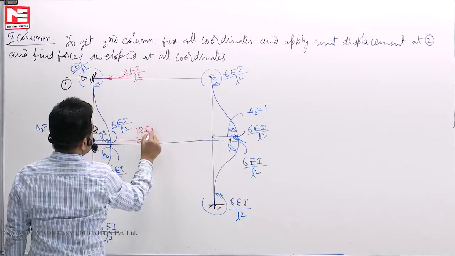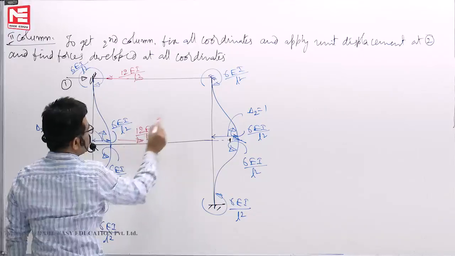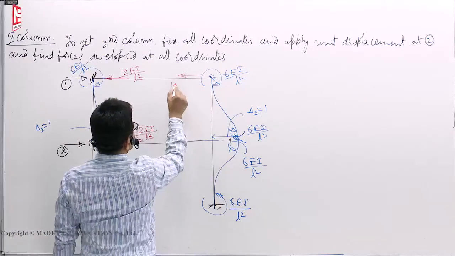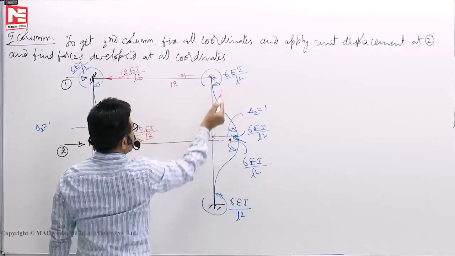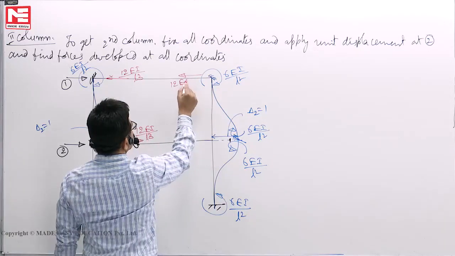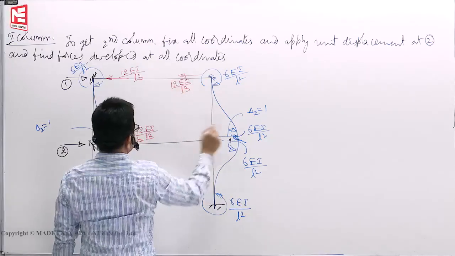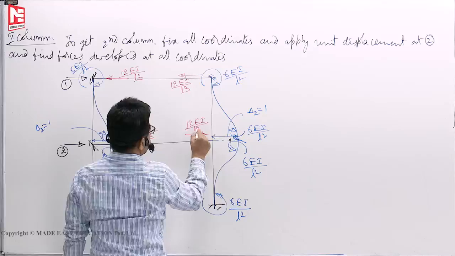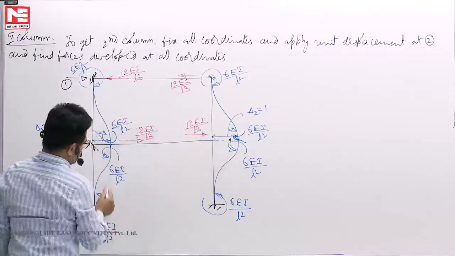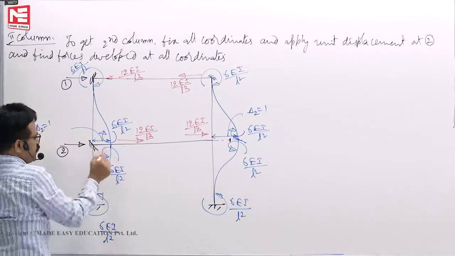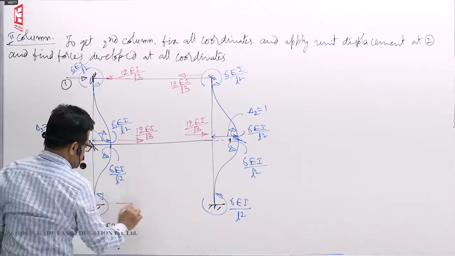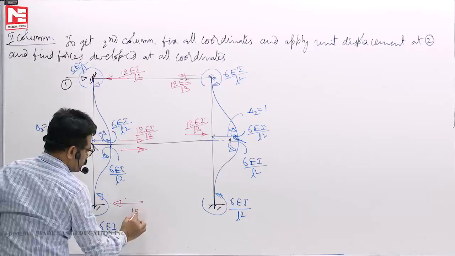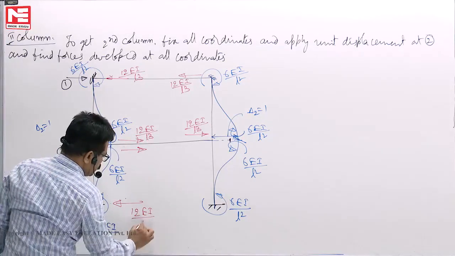This also 12 EI by L cube. Here clockwise, clockwise. So anti-clockwise. If this is clockwise, anti-clockwise couple should form. 12 EI by L cube. Here right side. 12 EI by L cube. This for the top floor. This one you see anti-clockwise, anti-clockwise. To balance it clockwise like this. Independent of this, this will develop. 12 EI by L cube.